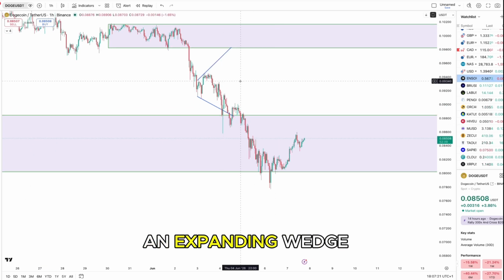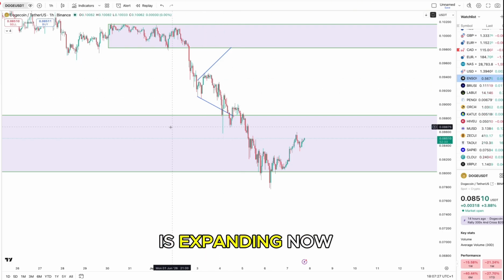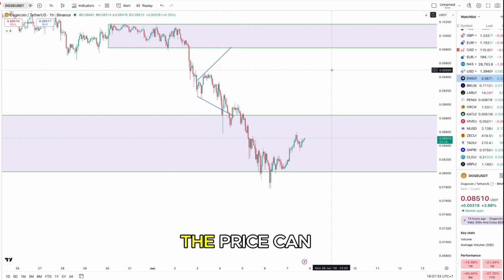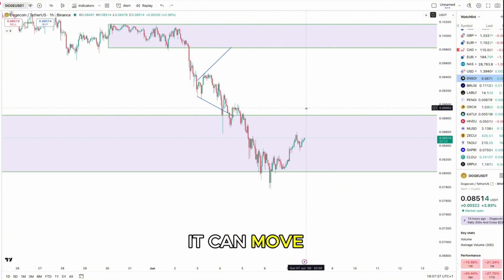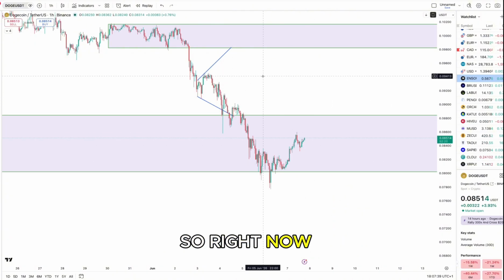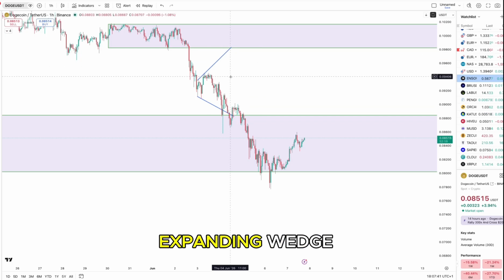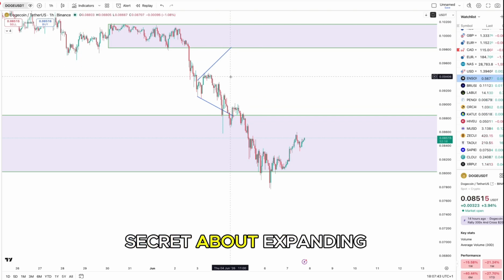So this is an expanding wedge, which is always difficult to trade. So how do you trade an expanding wedge? If a wedge is expanding, the price can always be very radical. It can move at any zone. So right now I'm trading an expanding wedge. Let me just give you one secret about the expanding wedge.